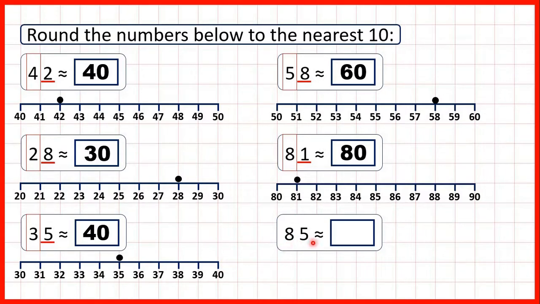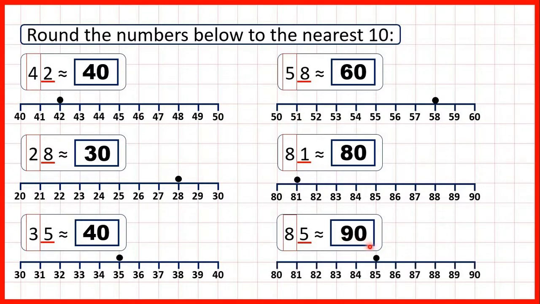So for 85, we can circle our tens and underline our ones, and again we need to remember that if it's 5 or more, we round up. So the 8 becomes a 9, the ones digit turns into 0, so we get 90. And again, we can see 85 is right in the middle of 80 and 90, but if it's right in the middle, we always round up.